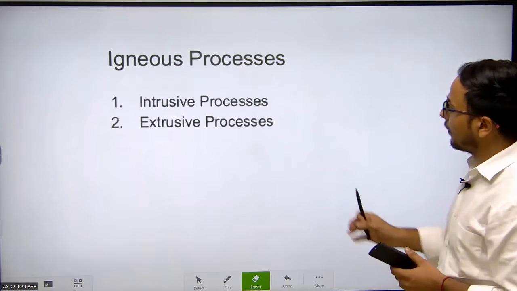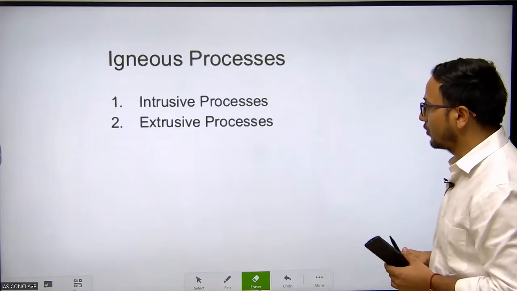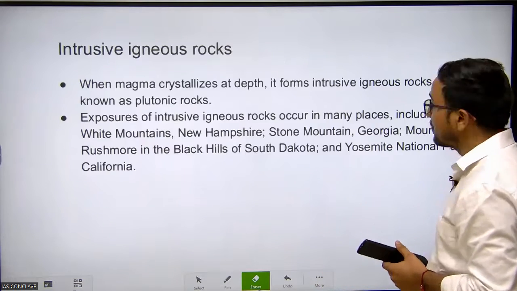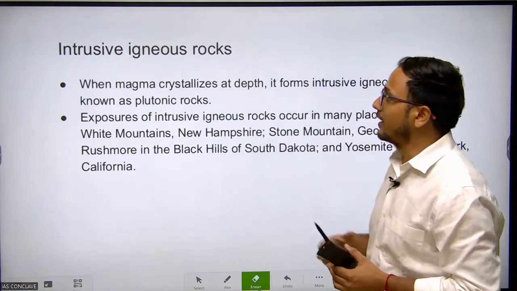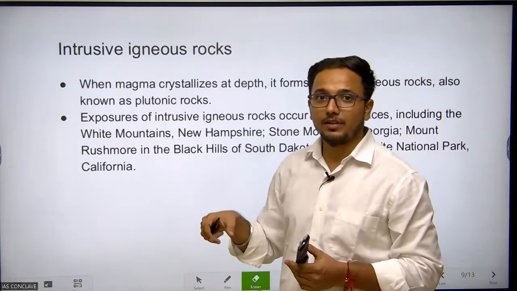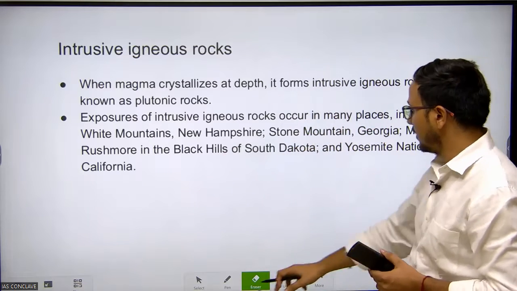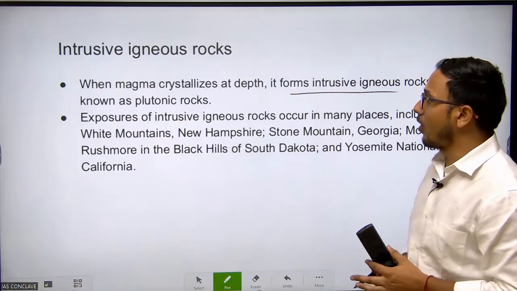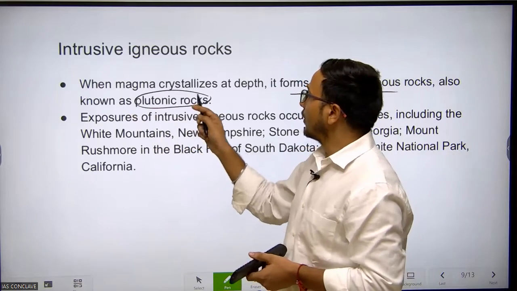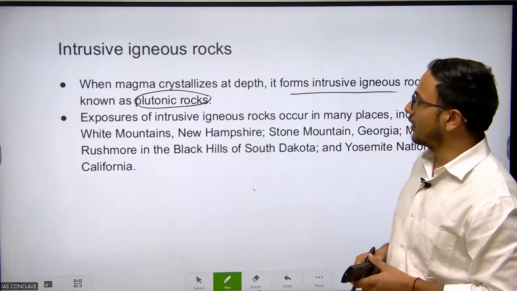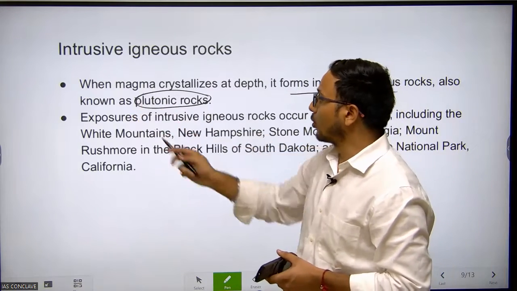So there are two igneous processes. One is the intrusive process and the second one is the extrusive process. So let's understand one by one. The intrusive igneous rocks. What are intrusive igneous rocks? When the magma crystallizes at depth inside the earth's crust, it forms intrusive igneous rock, also known as plutonic rock. Plutonic is named after Pluto from classical mythology, the god of the underworld. That's why these rocks are also called plutonic rock.